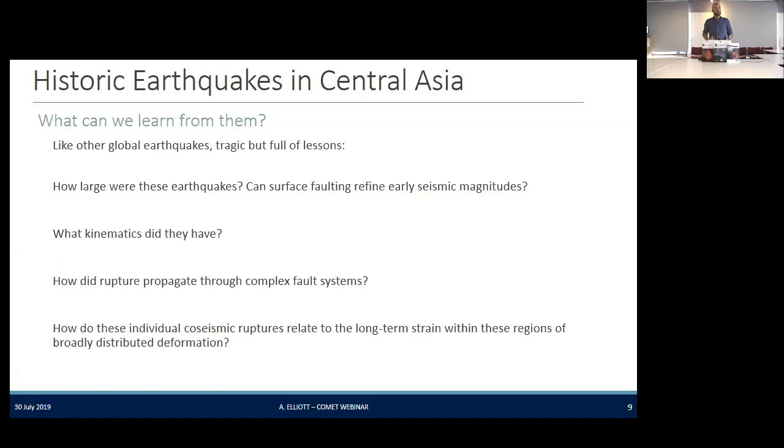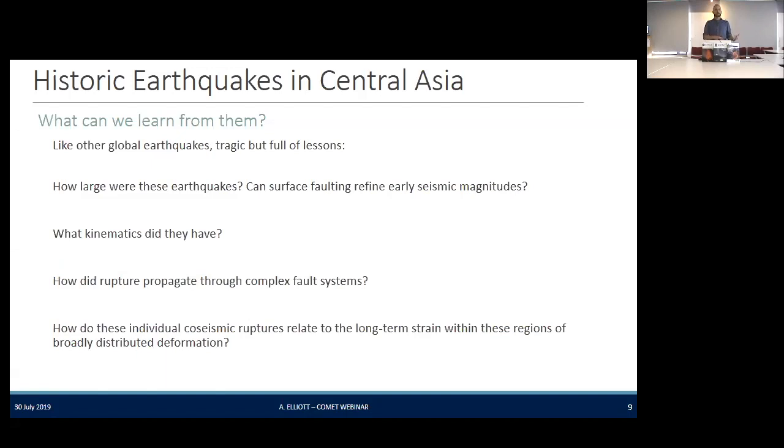So what can we learn about these earthquakes? Why are they important? Like all global earthquakes, the earthquakes in the Middle East are tragic but full of lessons. We want to know how large they are. Can our observations of surface faulting refine estimates of their magnitudes in order to understand how large potential earthquakes may be, how often they recur?